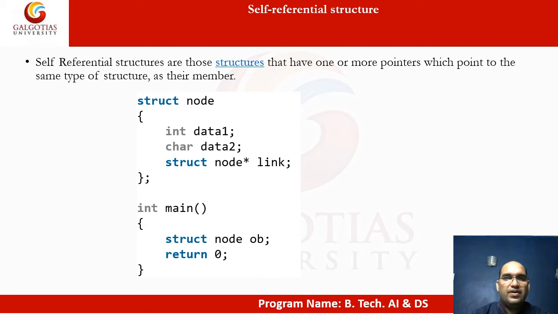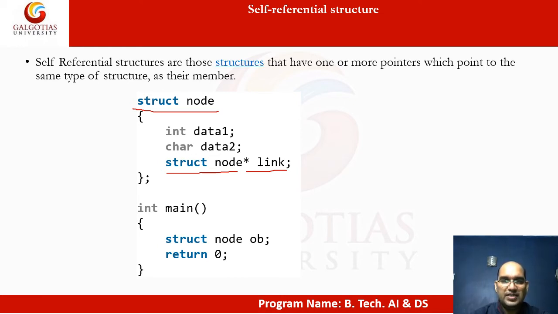Now, self-referential structure, right? Self-referential structures are those structures that have one or more pointers which point to the same type of structure as their member. Now you have to understand the difference from nesting the same structure within itself, which I told you is invalid. Here what we are doing is struct node, and in the struct node we are saying struct node star link. If you write struct node inside this struct node, then it is invalid, right? Because struct node cannot be inside the struct node.